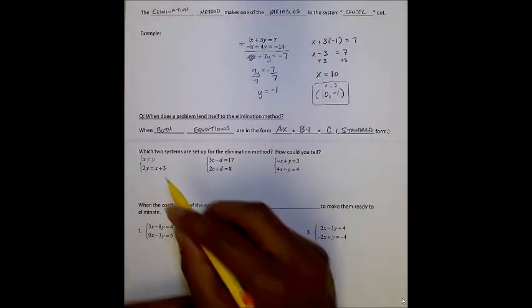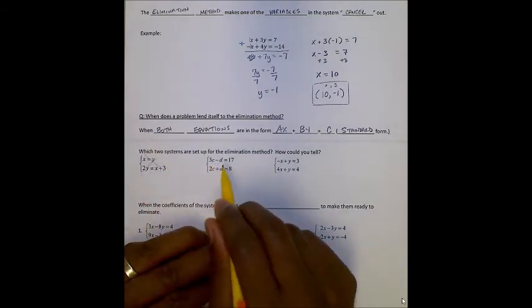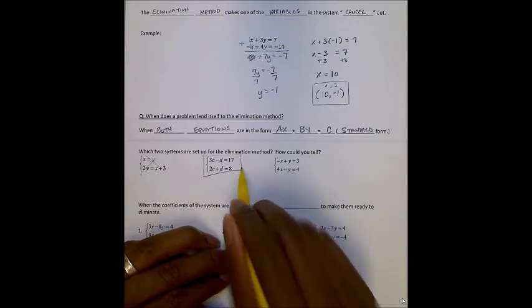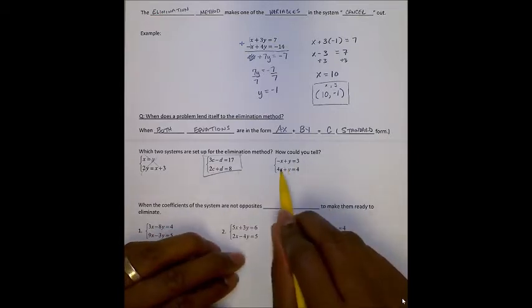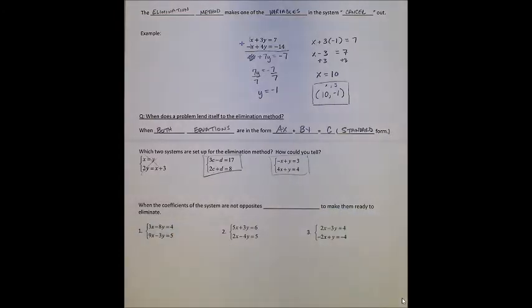Okay, so keeping this in mind, which systems are set up for the elimination method? Well, not this one because x and y are on different sides on both. Here we have c and d on the same side. These are both in standard form. Here we have x and y on the same side. These are both in standard form.